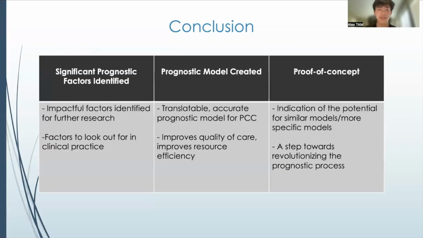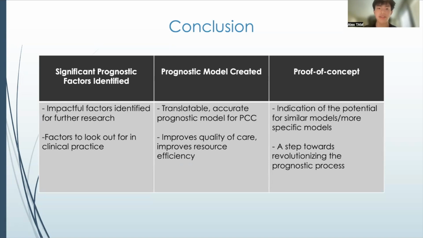So in conclusion, we've identified several significant prognostic factors. These were the ECOG status, hepatic metastases, systemic therapy, hospitalization, and clinician prediction of survival within a patient. These are factors to look out for within clinical practice and can be used to formulate specific recommendations or to be included in future prognostic models.